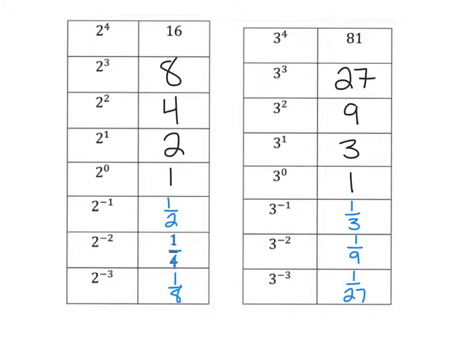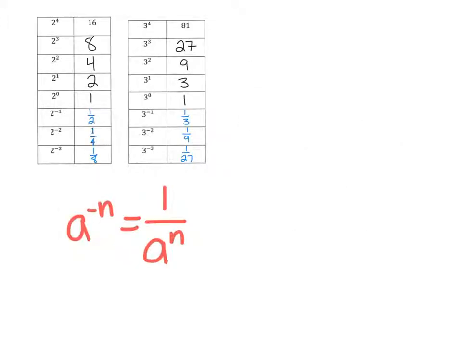From this, we can conclude that a to the negative n is the reciprocal of a to the n. In other words, a to the power of negative n is the same thing as 1 over a to the n. This holds true as long as a is not 0 and n is a natural number, or a positive integer. So let's apply this to a few basic cases.